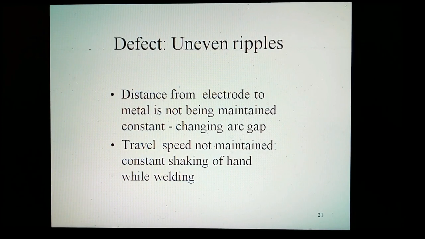Defect due to uneven ripples. Distance from electrode to metal is not being maintained constant. It changes the arc gap. Travel speed is not maintained due to constant shaking of the hand while welding.